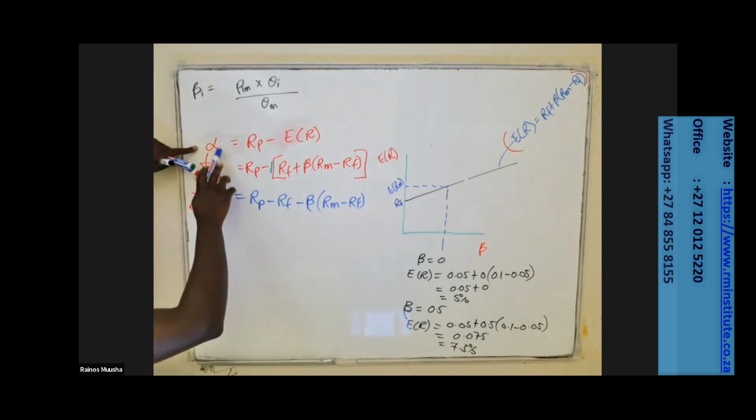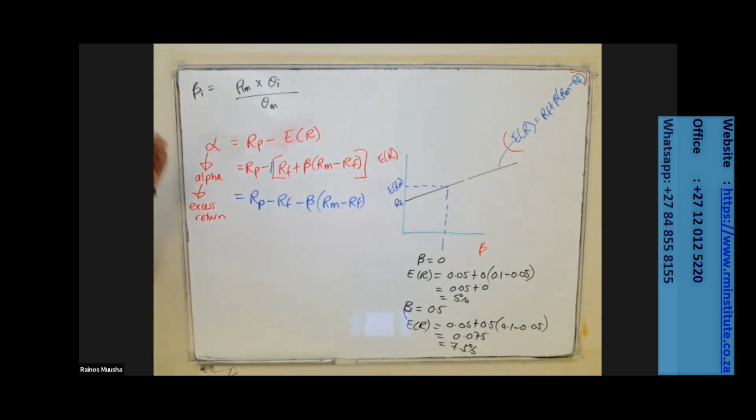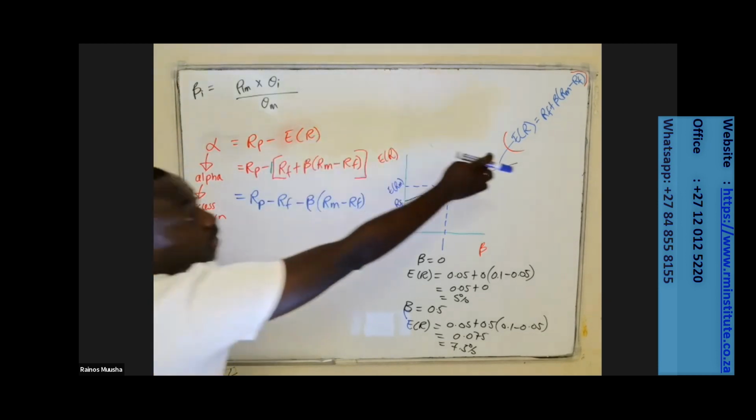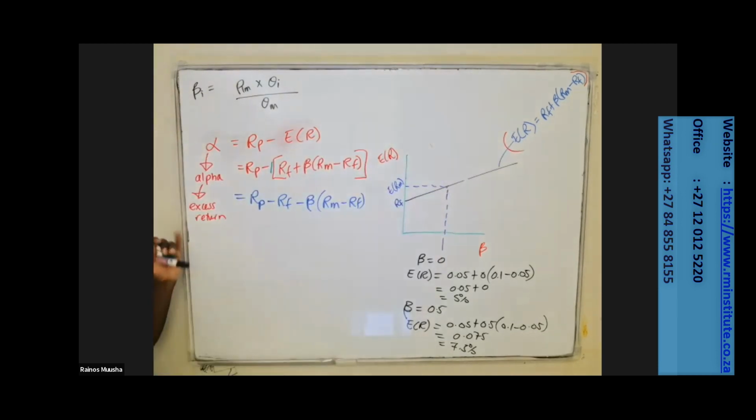Your excess return says how much the portfolio performed compared to what you were expecting. Did it overperform or did it underperform? If the portfolio overperforms, your alpha will be positive. And if the portfolio underperforms, your alpha will be what? Negative as well. Are we together?